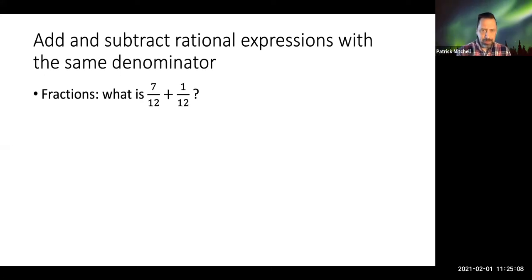All right, so you know me, I like to start with simpler, happier times. So when you go to add the fractions 7/12 plus 1/12, how do you do that? So let's switch over to the tablet real quick.